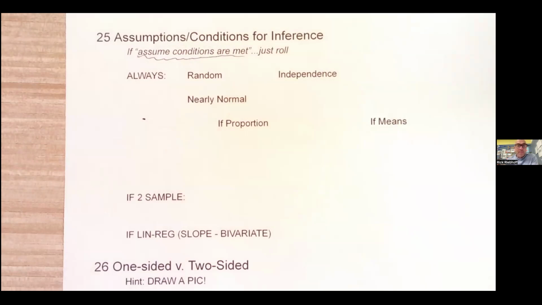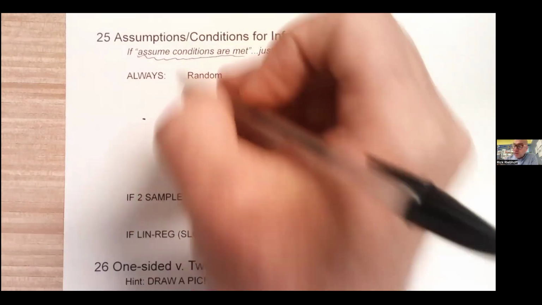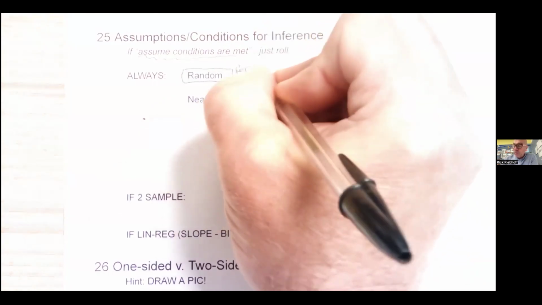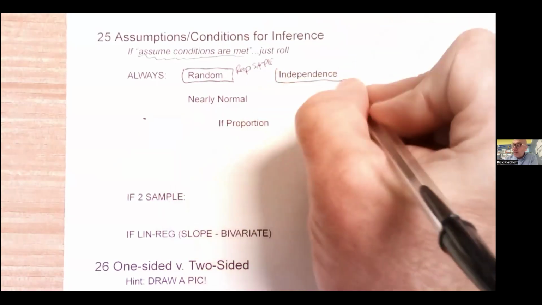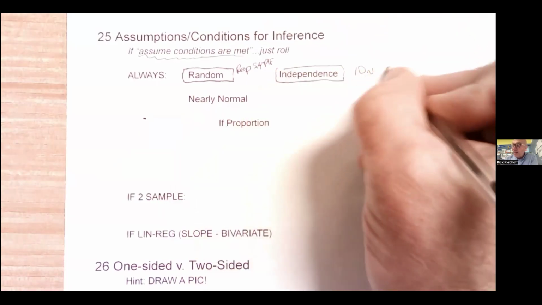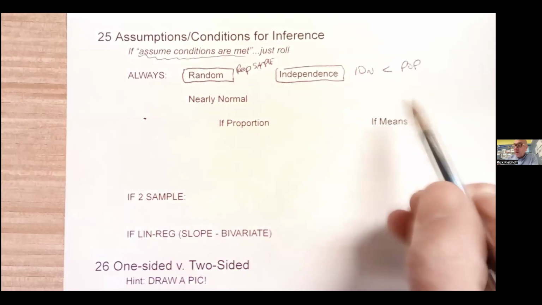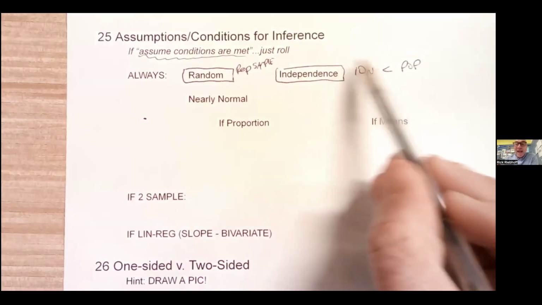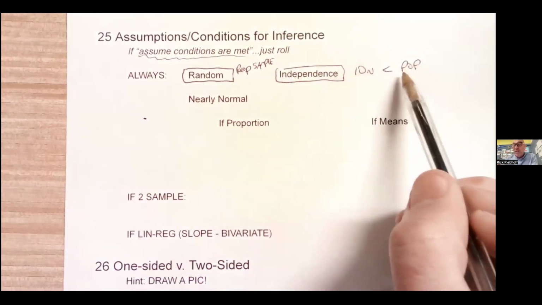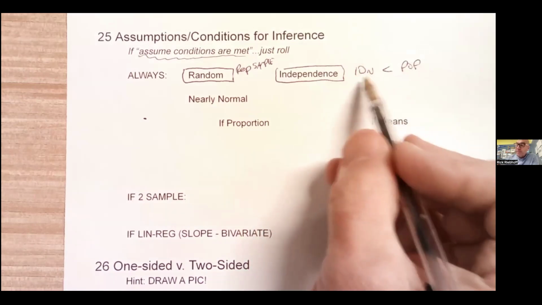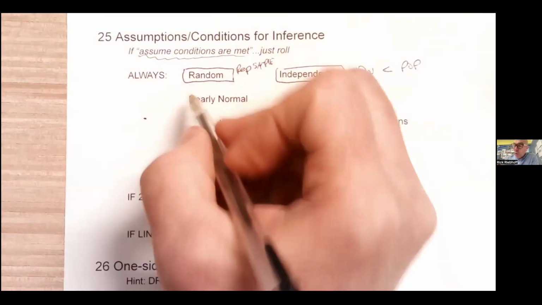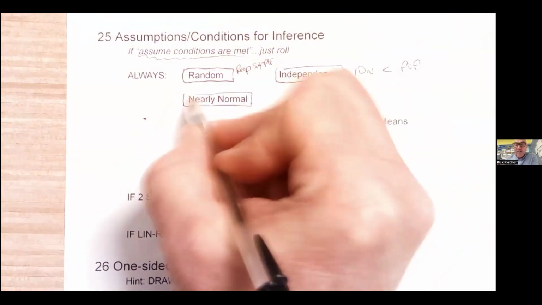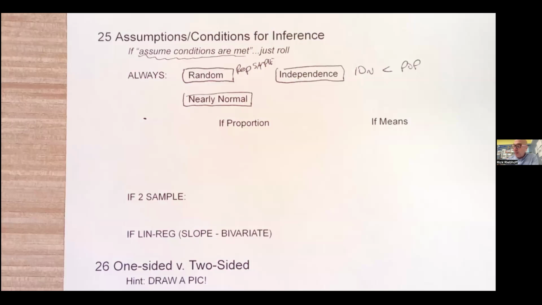Okie dokie. If it doesn't say it, these are the ones that you always check. Random, because we want a representative sample, and this helps us attain that, right? We have independence, which is our 10n less than the population. Our sample size cannot be too big, right? Or the population needs to be big enough to support our sample size. Nearly normal changes based on what we're doing.